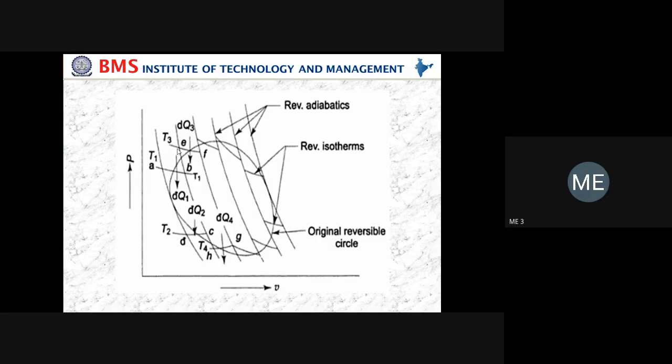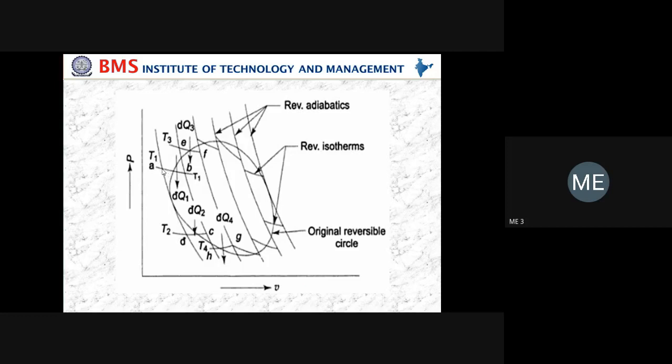Next, here you take another cycle. In the first cycle I took T1 and T2, where dq1 is the heat added to the system and dq2 is the heat rejected from the system. In the second cycle, I took dq3 as the heat added to the system and dq4 as the heat rejected. Now, can you tell what kind of cycle it is? Suppose I take the first cycle. It consists of two adiabatic processes and two isothermal processes.